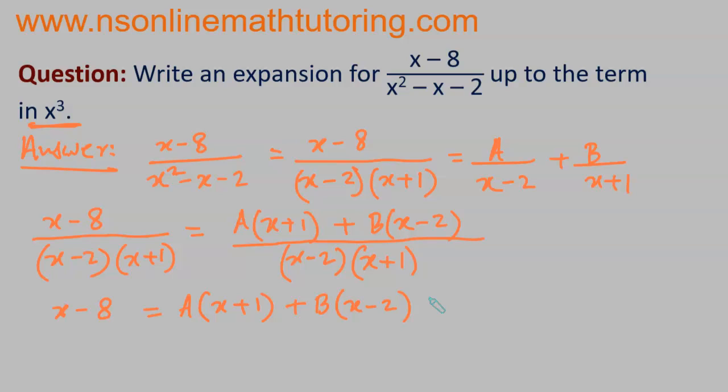Now we have to find the values of A and B. So we can take different values of x. If we take x equals negative 1, what happens? This part becomes equal to 0. So what is the left hand side value when x equals negative 1? The left hand side value is equal to negative 9, negative 1 minus 8 is negative 9. This should be equal to the non-zero term, which is negative 3B. So this gives us the B value as negative 9 over negative 3, which is equal to positive 3.